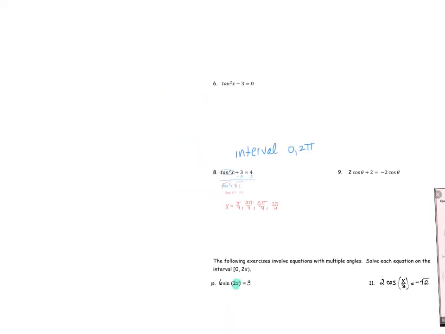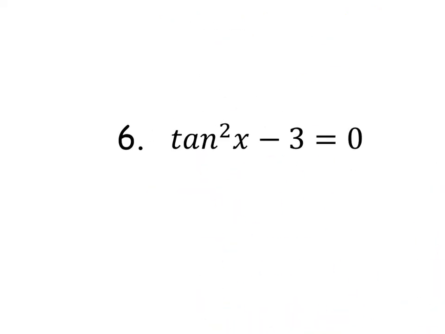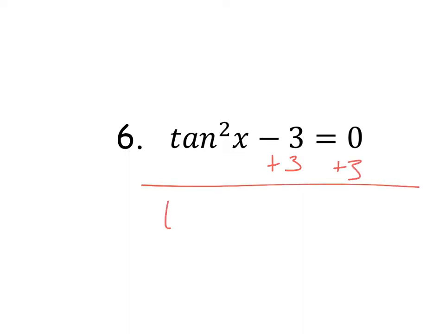All right, let's look here. Oh, I skipped this one. I'm sorry. Here we go. Let's look at 6. How do I get tangent squared of x by itself? We're going to add 3. So I have tangent squared x equals 3. Now what? Take the square root of 3.